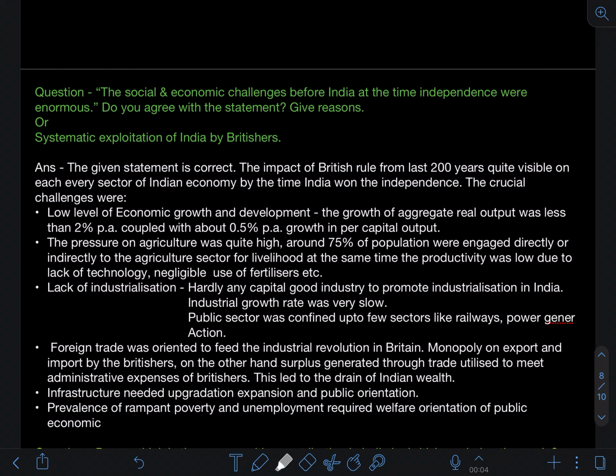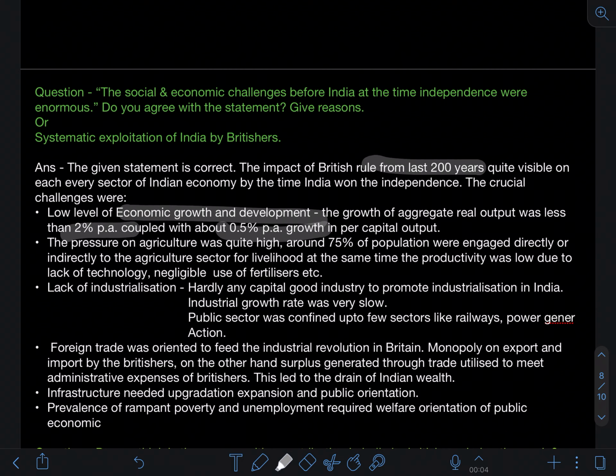So the very first thing that you will write, starting your answer, is that we know that for the last 200 years the Britishers completely controlled and ruled India. During that time, the moment we received independence, though we were enjoying independence, the state of the country in terms of social and economic challenges was quite high. How could it be quite high? The economic growth at that time was only 2% per annum, and at the same time only 0.5% per annum growth in per capita output. So you can easily relate that though we were enjoying independence, the state was very pathetic.